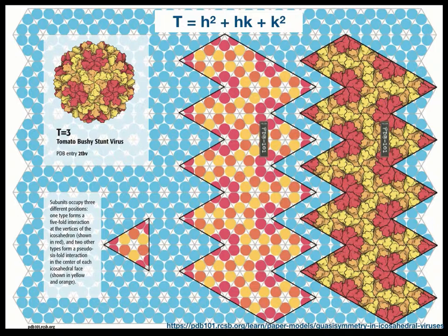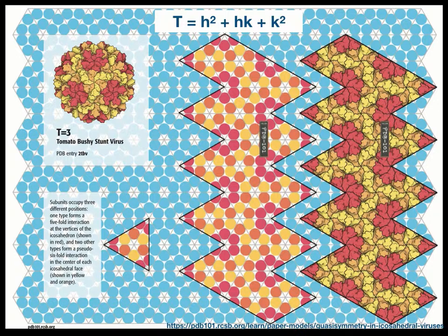So this is T3, and the example here is tomato bushy stunt virus, and I actually have this virus here. And we can also see that in the origami, the places where we have this corner here are the pentamers, and this is just the space that would be the capsomer that is missing the pentamer. There's not a hexamer. And that's what's going to allow us to close that into an icosahedron.